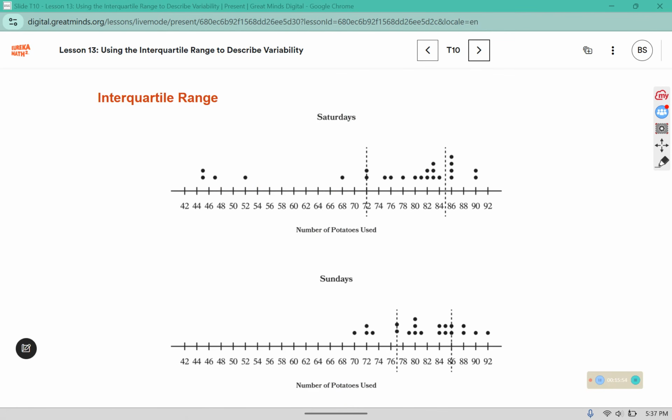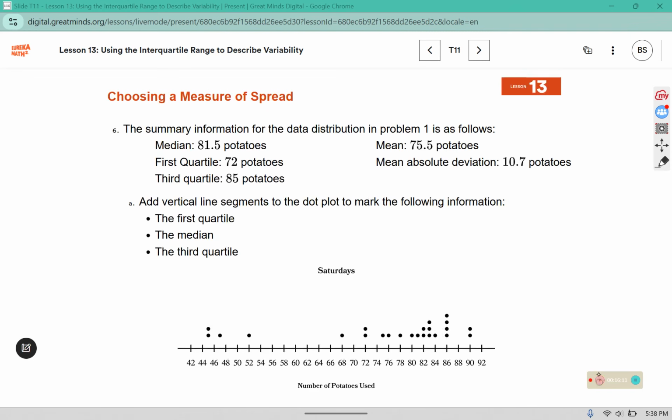Here you can see they've marked the quartiles. We had 72 and 85. This one was 77 and 86. So you can see the interquartile range for the first set of data and then the second set of data.